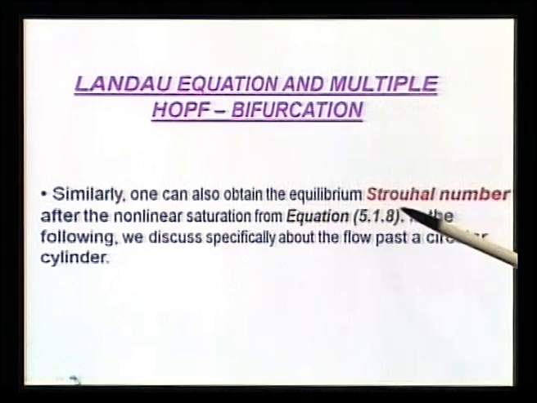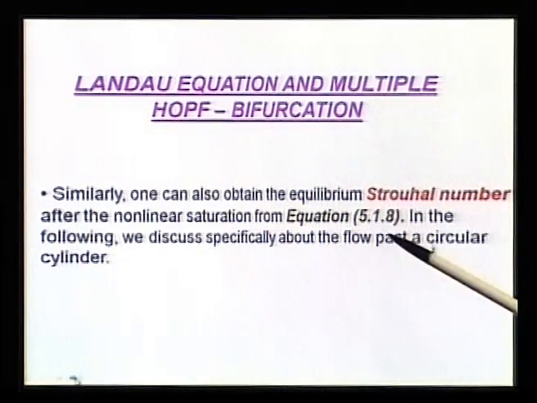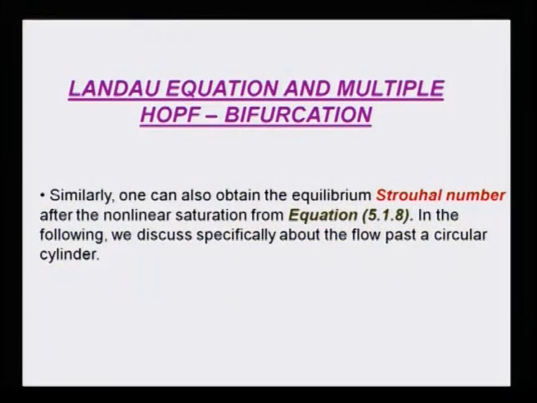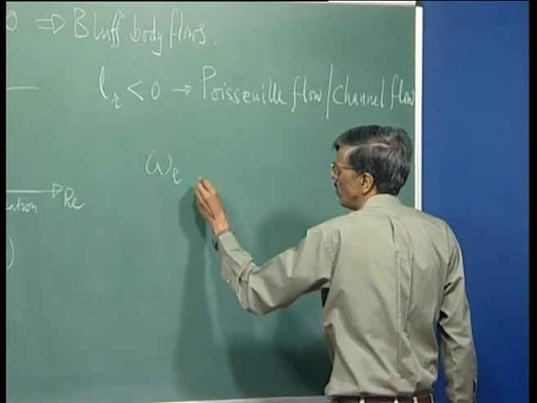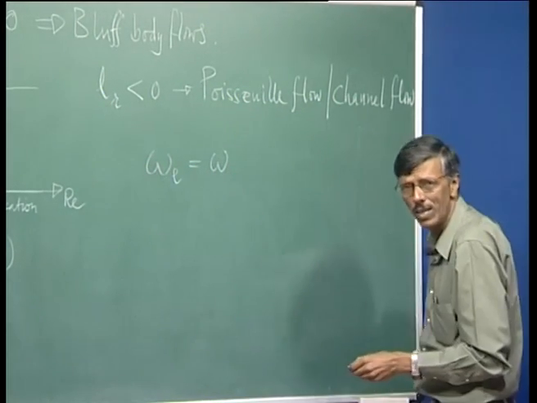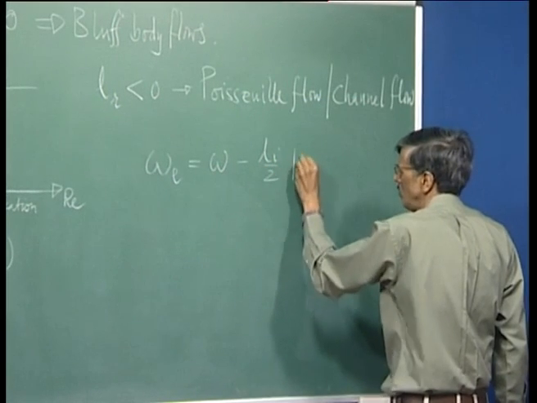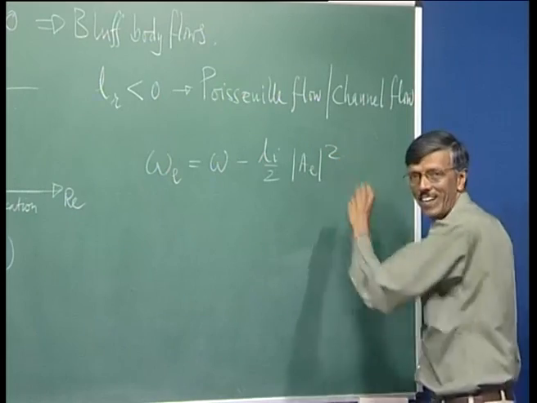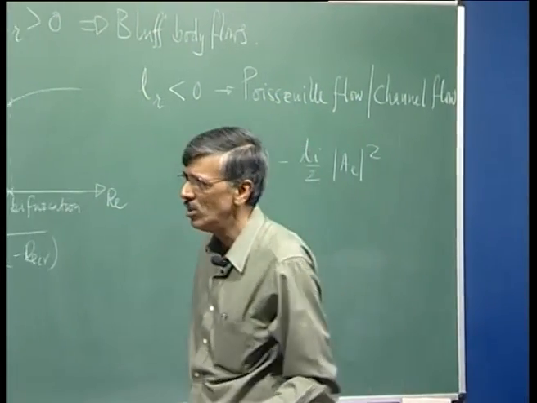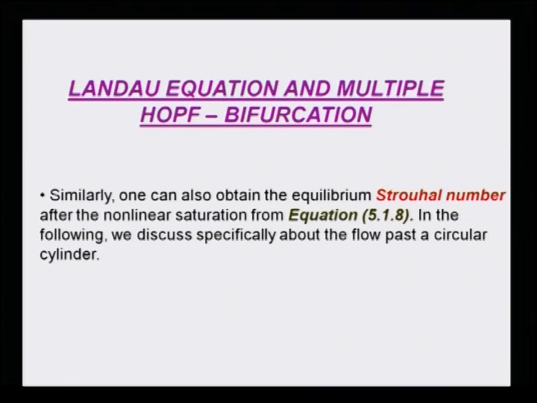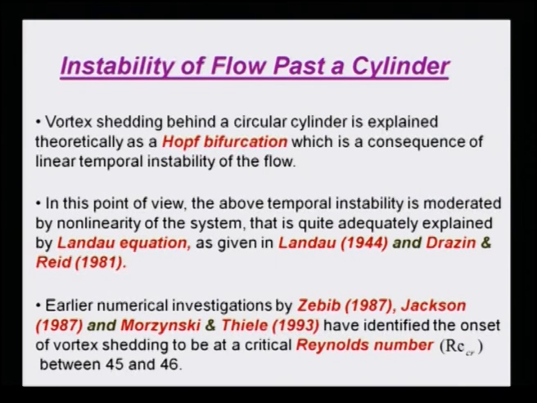The Strouhal number is the equilibrium Strouhal number from the other equation, and that equation was what? That equation was omega equilibrium should be equal to what you get by the linear theory, and this was Li by 2, and this is that, right. So, now one can collect the data, and a lot of people in fact emphasize this aspect.